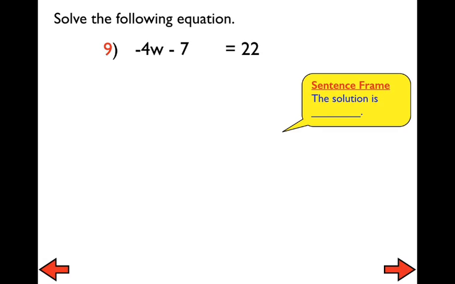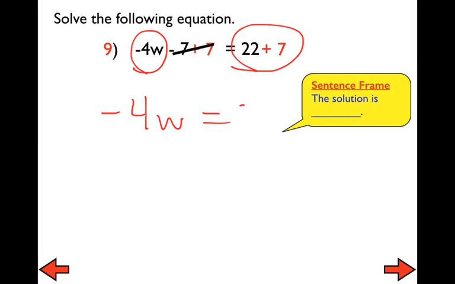This problem, we have negative 4w minus 7 equals 22. It should be obvious to all of you that we need to add 7 to both sides. That gives us our 0 that we're trying to create, or that's the inverse operation to subtracting 7, however you want to think about that. On the left-hand side, we're left with negative 4w, and on the right-hand side, we're left with 29. And you should be able to see at that point that 4 does not go into 29 evenly.